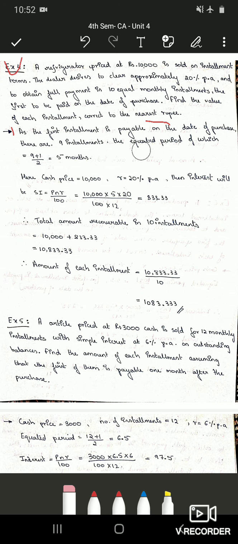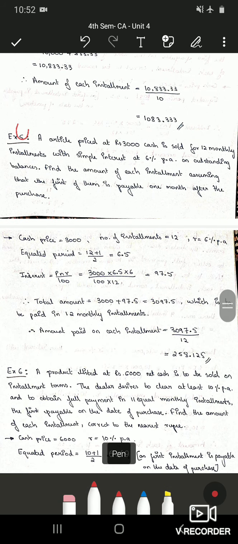So I'll quickly revise. Whenever in the question they have given that the first installment has to be paid on the date of purchase itself, you have to take n as 1 value less than whatever is given. Then find the equated period. Here the down payment is not given. Find interest. So the total amount recovered will be the cash price plus the interest, and the amount of each installment will be the total amount recoverable divided by the number of installments.